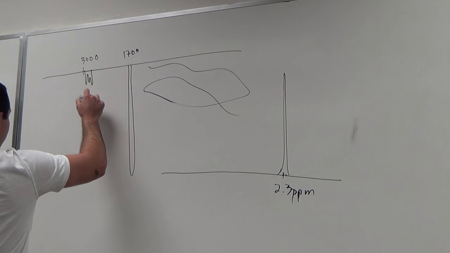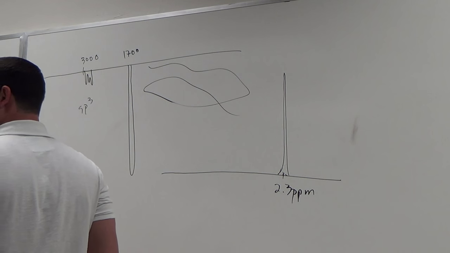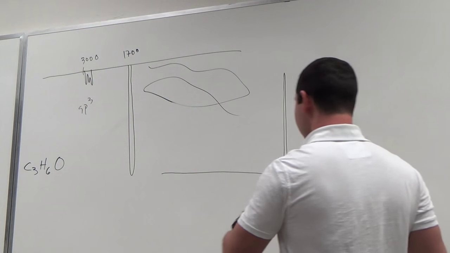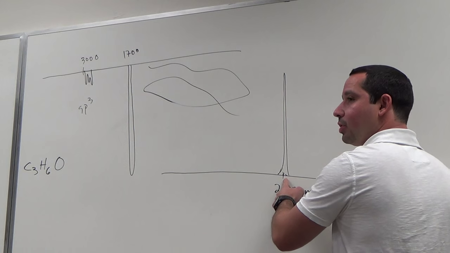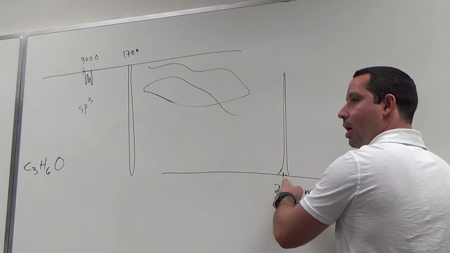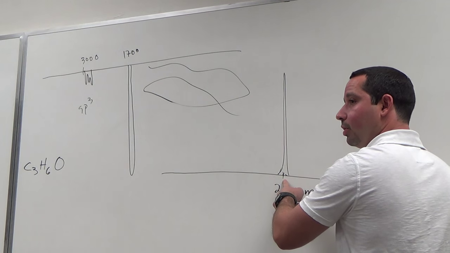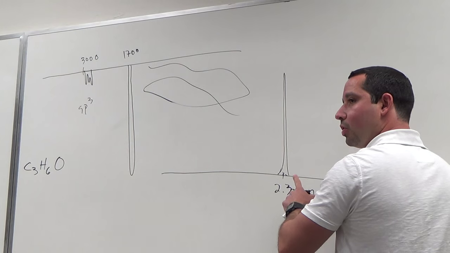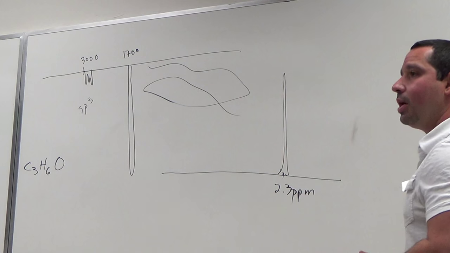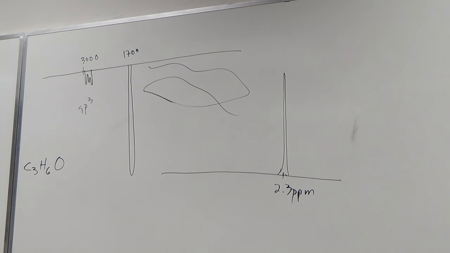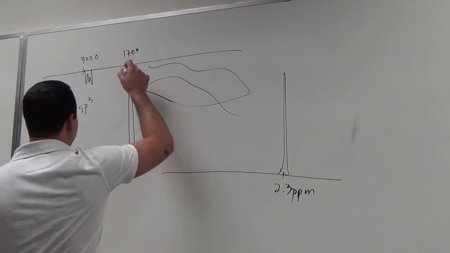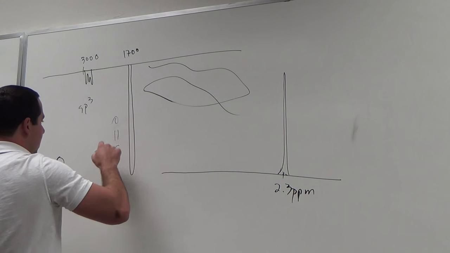Aliphatic, which means sp3 hybridized, yes? That means carbons with hydrogens only. Now this tells us that these carbons with hydrogens on are next to what? Are they next to a halogen or an oxygen? They're not next to an oxygen, they're not next to a halogen. They could be next to carbon double bonded to something else. Now what we have here, what's this group here? It's a carbonyl.